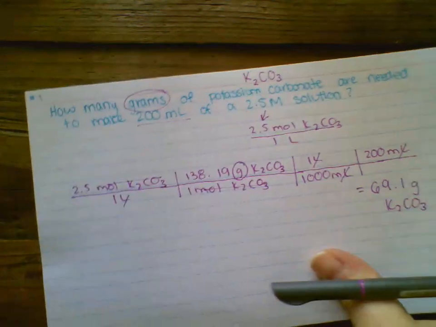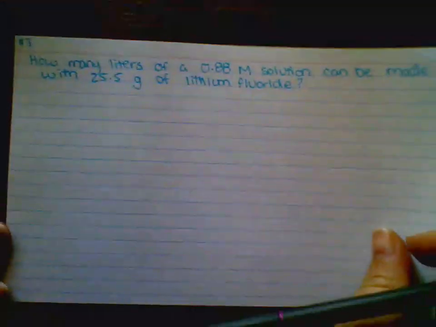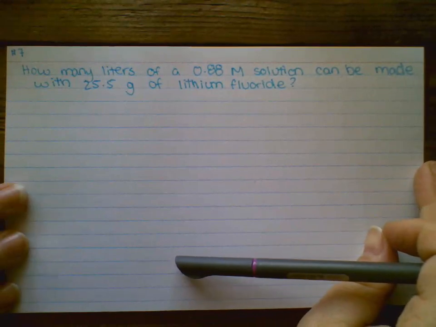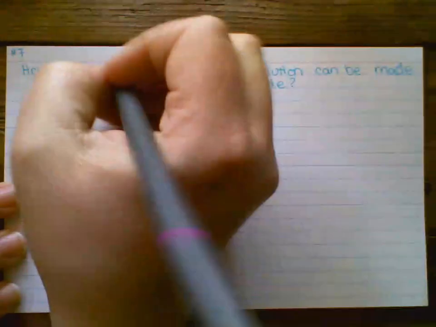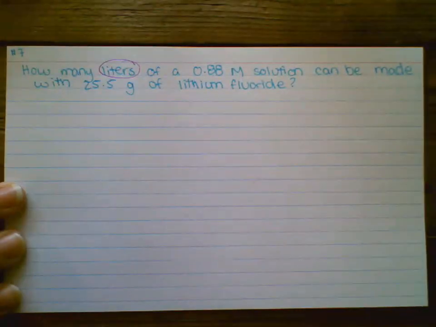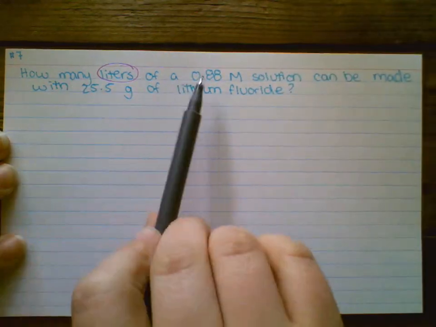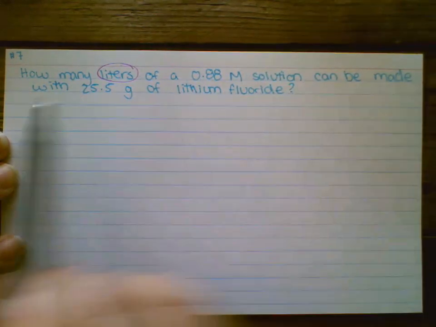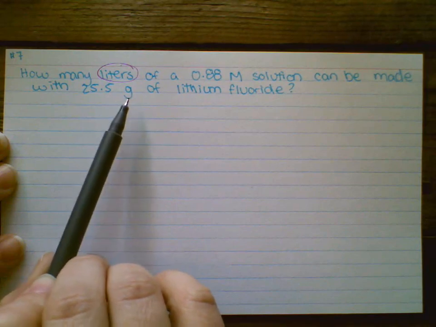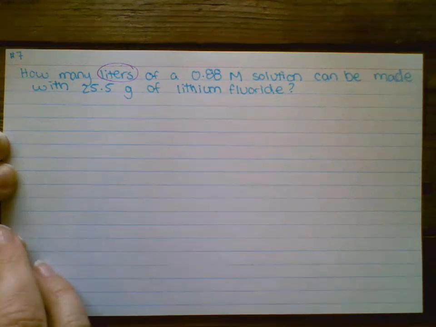Okay. Last problem here. I think this is probably the trickiest of the three. We're going to be solving for liters in this problem. Okay, it says how many liters. When we do this, remember liters is on the bottom of our molarity, so we're going to have to flip that proportion. So we'll look at how to do that. It says how many liters of 0.88 molar solution can be made with 25.5 grams of lithium fluoride.